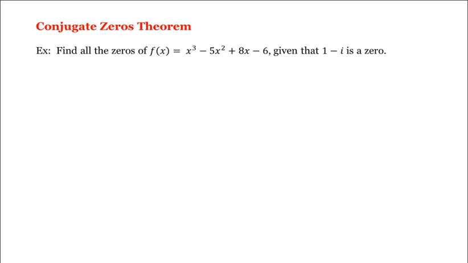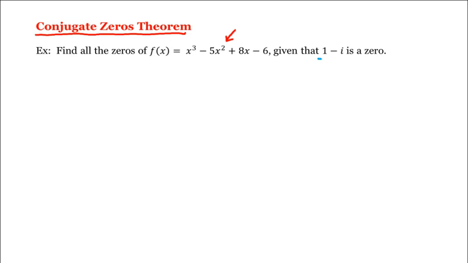Let's learn about the conjugate zeros theorem. For example, let's find all the zeros of f, given that 1 minus i is a zero. Now, since this polynomial here has real coefficients, the conjugate zeros theorem tells us that if this polynomial has complex zeros, then they have to occur in conjugate pairs.